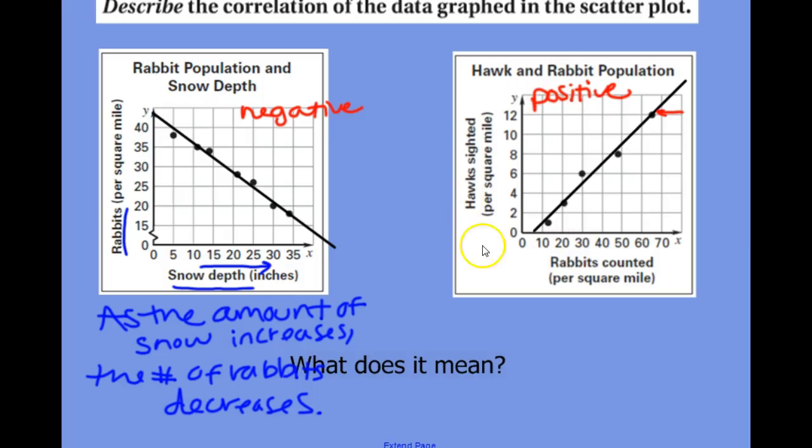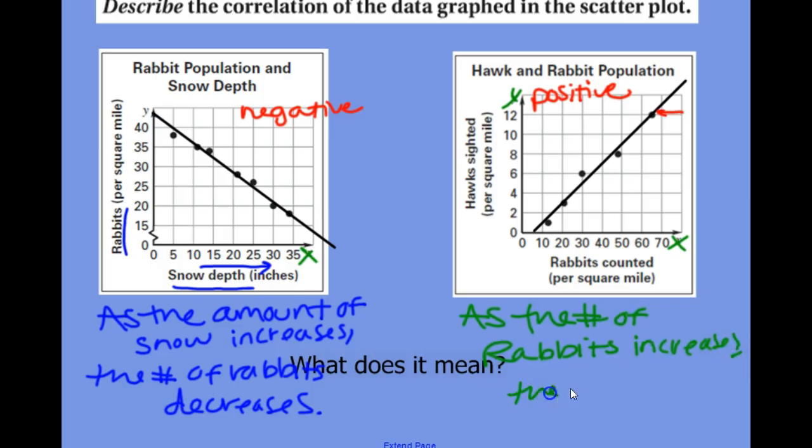Same thing over here. And we always start by looking at x. If x happens, then y. If the number of rabbits goes up, because here we're going up, the number of hawks is also going up, because the hawks are going to hunt the rabbits. So we can say, as the number of rabbits increases, the number of hawks also increases or goes up. And that makes sense.